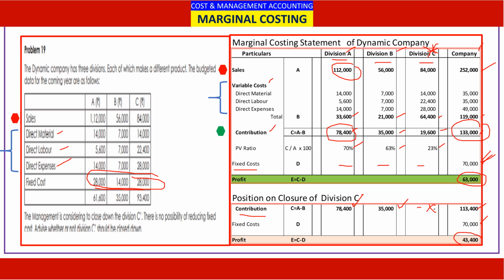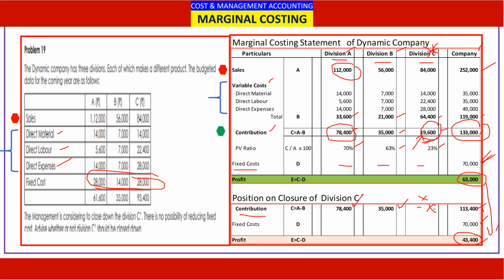And what is the net profit? Net profit will be 43,400. Now, when we were operating all the three, division C was contributing towards profit and fixed costs 19,600. By closing that division, we lost that contribution. To that extent, the contribution came down and our profit fell down by 19,600.